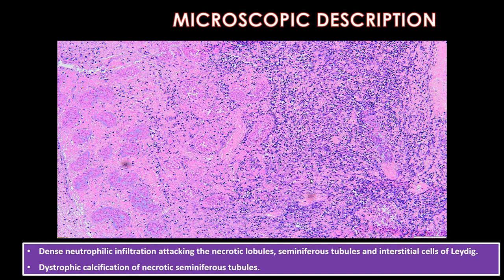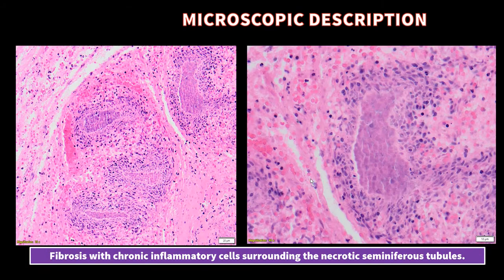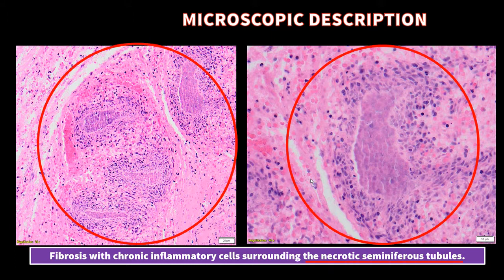Dense neutrophilic infiltration attacking necrotic lobules, seminiferous tubules, and interstitial cells of Leydig. Dystrophic calcification of necrotic seminiferous tubules. These photos show fibrosis with the chronic inflammatory cells surrounding the necrotic seminiferous tubules.